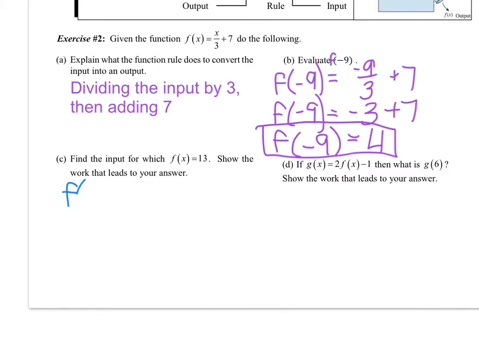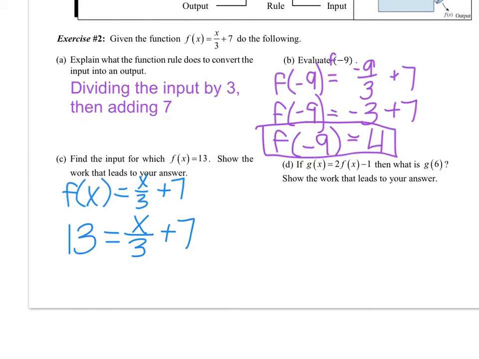I'm just going to rewrite my whole function just so you can see a little bit more clearly what I mean by that. All right, so f of x, this is 13. That's not 13. This is 13. So 13 is equal to x divided by 3 plus 7. And we can either solve by sorting or balancing. It doesn't matter to me. I actually prefer the sorting.